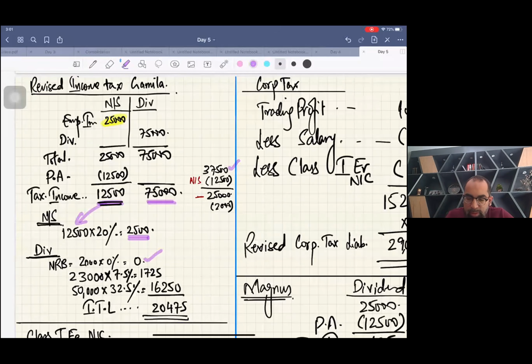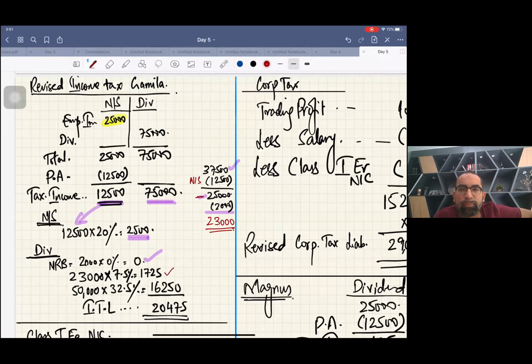Then you have 25,000 remaining capacity, and 2,000 is used by the NRB. So finally the remaining capacity of the basic rate band is 23,000. So 23,000 times 7.5%. The dividend income basic rate is 7.5%. So this is 1,725.